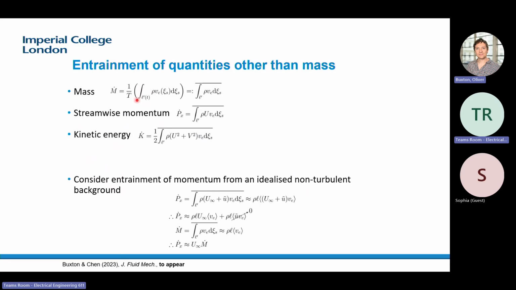But I said that not only do we need to worry about entrainment of mass, we also need to worry about entrainment of, for example, momentum and kinetic energy. And without getting involved in the maths, if I consider entrainment from an idealized non-turbulent background, effectively there is a direct proportionality between the entrainment rate of momentum and the entrainment rate of mass. All I need to do is, if I know what the mass entrainment rate is, I multiply by the free stream velocity, and I've got the momentum entrainment rate.